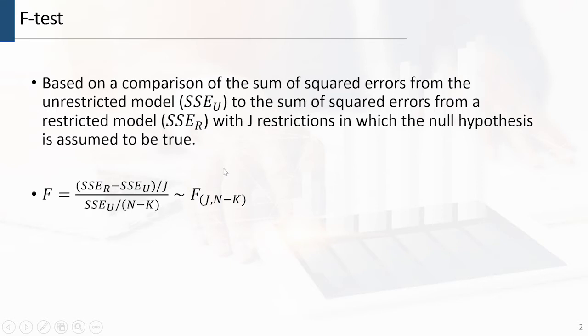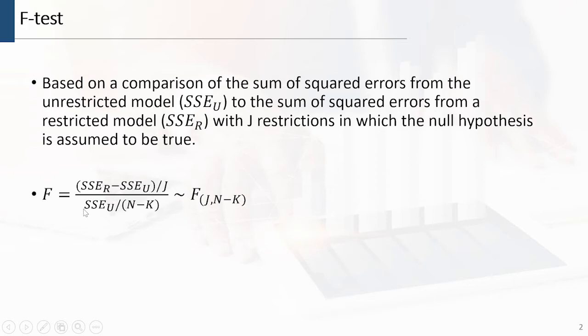The F-test is based on a comparison of the sum of square errors from the unrestricted model to the sum of square errors from the restricted model with J restrictions, in which the null hypothesis is assumed to be true. Well, this sounds a little bit abstract, but you are going to see that they have very concrete meaning in a very short moment. So this will be how an F statistic looks like.